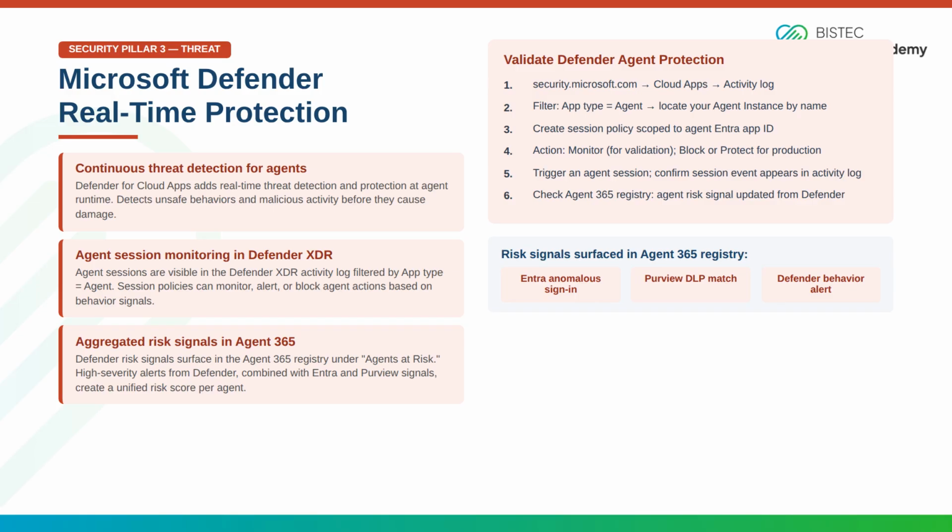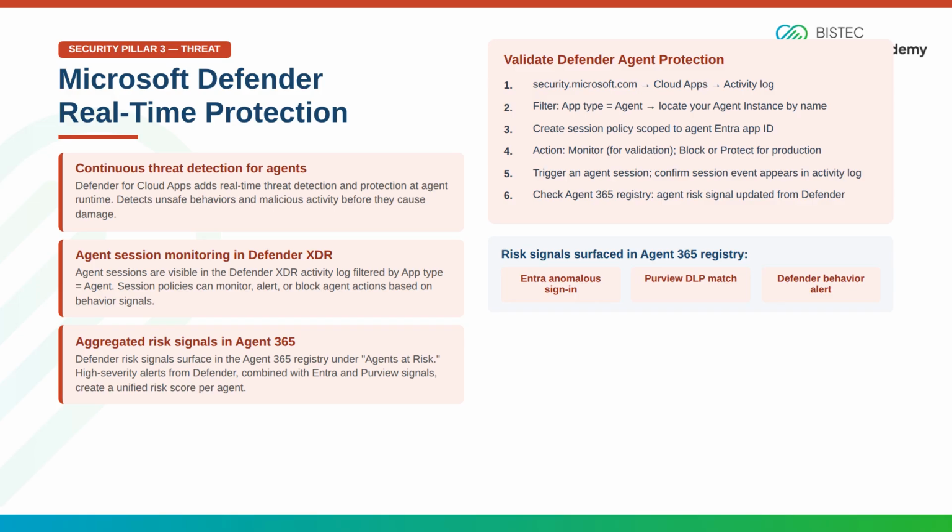The risk signals that Defender generates surface directly in the Agent 365 registry under Agents at Risk. A high-severity Defender alert combined with an Entra anomalous sign-in signal and a Purview DLP match creates a composite risk score for the agent. This unified score is what the IT administrator sees in the registry, rather than having to correlate signals from 3 separate security portals.